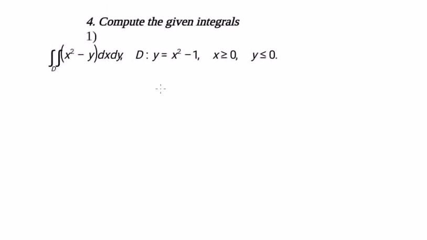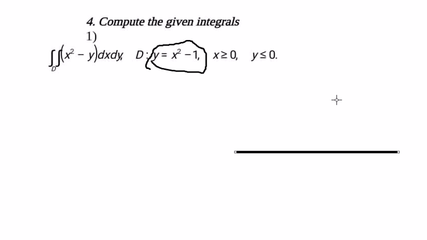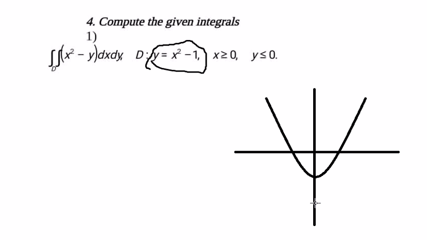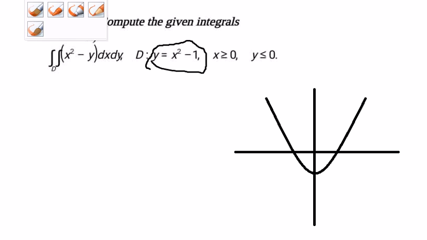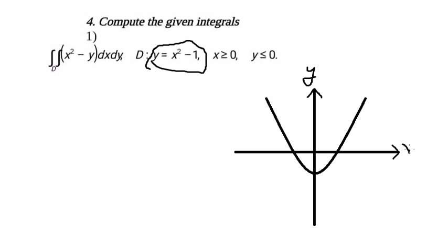First, we need to draw the function in here. So we have x squared minus 1. The graph should be like this. So we have y in here, x in here, and the origin in here. This is about x squared minus 1.